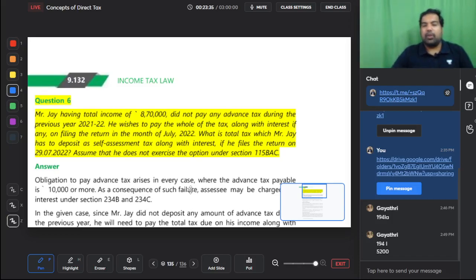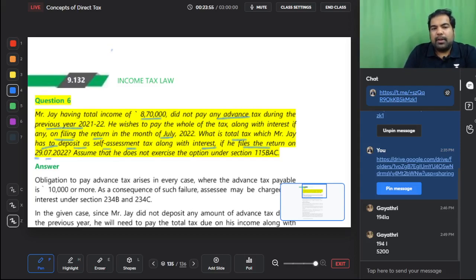Alright, Mr. J, having total income of 8,70,000, did not pay any advance tax during the year. He wishes to pay the whole of tax along with interest, if any, on filing the return of income in the month of July. What is the total tax which Mr. J has to deposit as self-assessed tax along with interest if he files a return on 29th July?